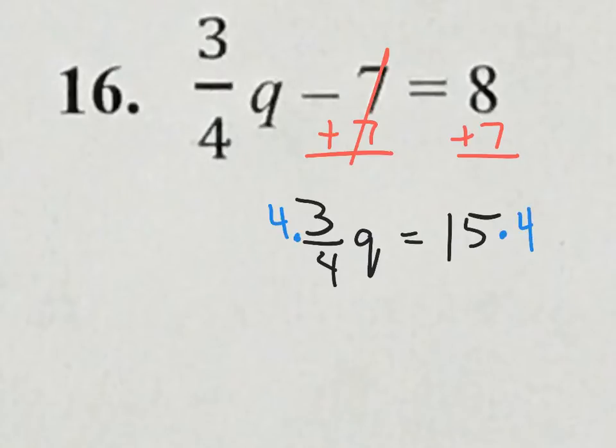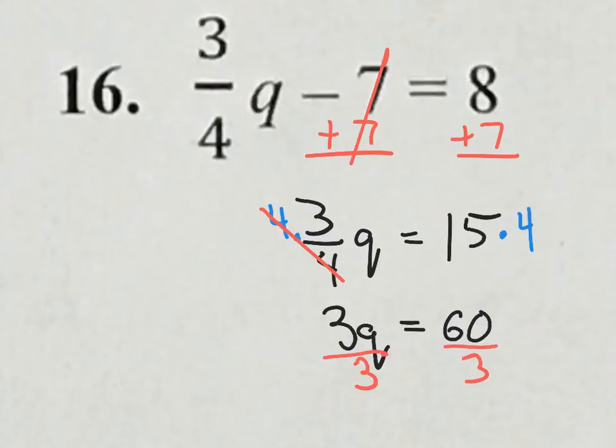You can get rid of any fraction by multiplying by the denominator of that fraction that you want to get rid of. So yes, the 4 on top and the 4 on the bottom cancel out. My new equation will be 3q equals 4 times 10 is 40, 4 times 5 is 20, 40 plus 20 is 60. So 15 times 4 is 60. Final step will be to divide by 3. Divide by 3. Q equals 20 is your final answer for number 16.